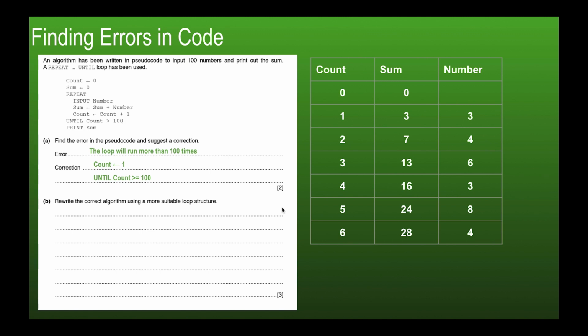Now, as previously mentioned, let's have a little look here. It says rewrite the correct algorithm using a more suitable loop structure. Well, what is the most suitable loop for a set number of iterations? We know. It's the for loop. So a for loop runs for a set number of iterations. Anytime we have a set number, we're using that for loop. So we're going to rewrite this algorithm.